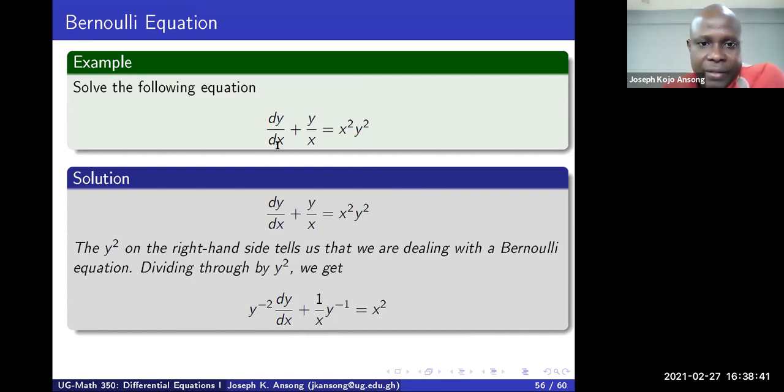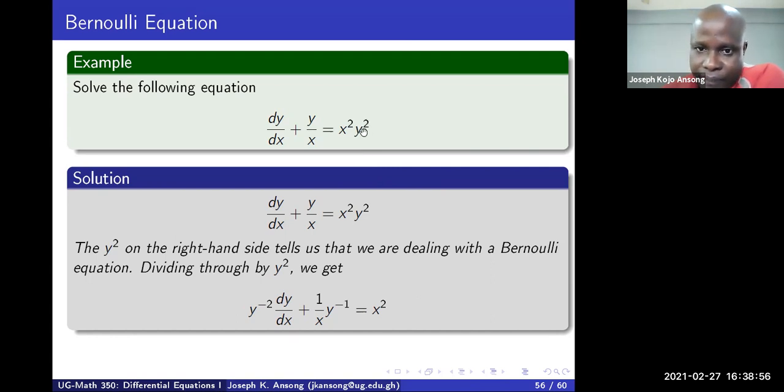So I have dy/dx plus y over x is equal to x squared y squared. All right, so how do we solve that? The y squared term should give you an idea that this must be a Bernoulli equation.